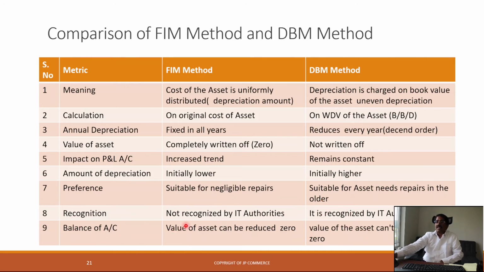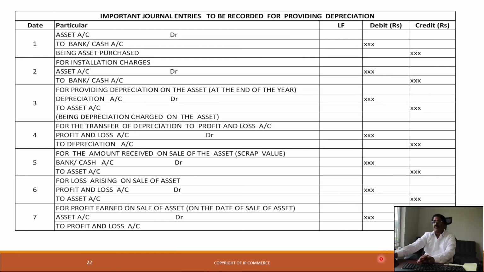And recognition: the fixed installment method is not recognized by the income tax authorities, whereas the diminishing balance method is recognized by the income tax authorities. Balance of the account: in the fixed method the value of the asset can be reduced to 0. Here in the diminishing balance method the asset cannot be reduced to 0.